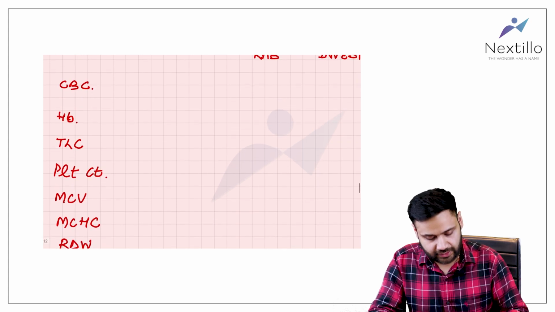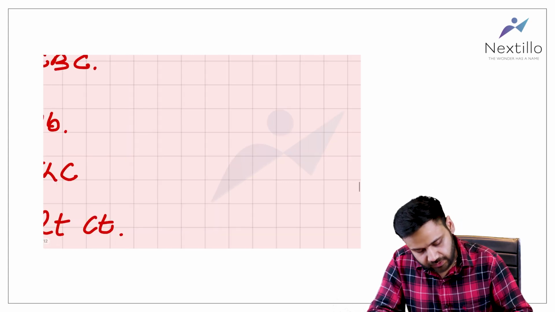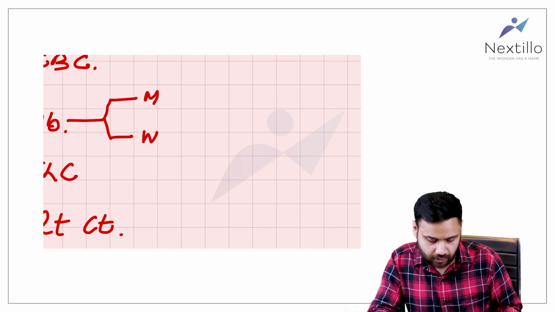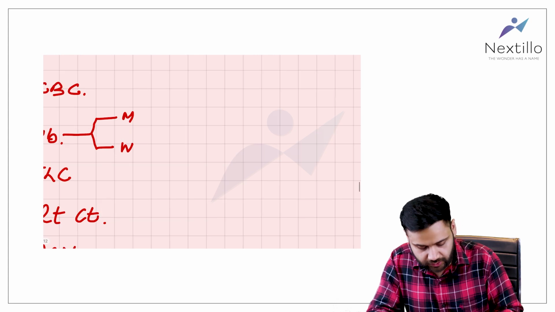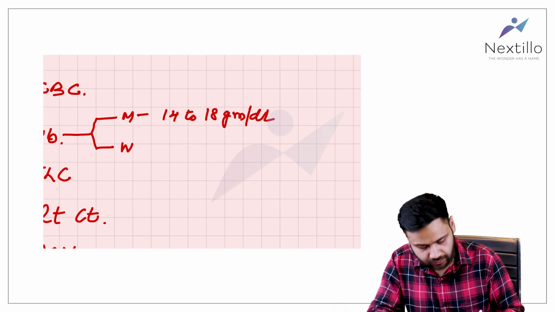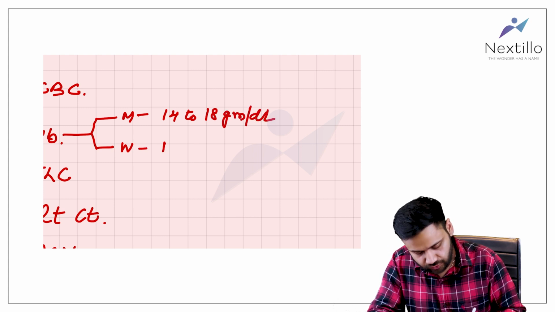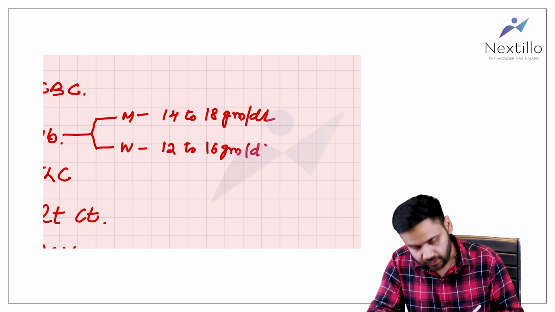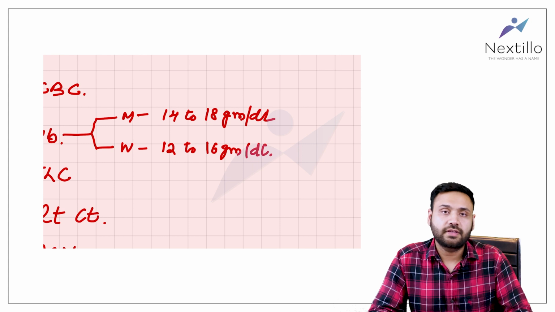So let's start with HB. The HB is different for men and women. Normally it's between 14 to 18 grams per deciliter for men, and for women it's between 12 to 16 grams per deciliter. Obviously, these lab values apply to adults, not to other age groups.